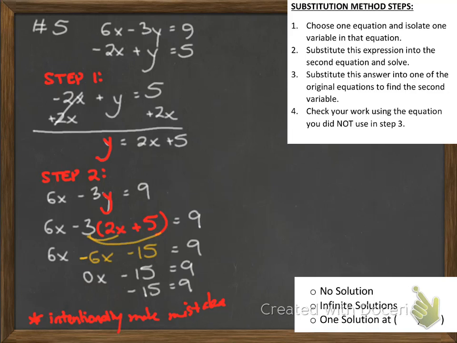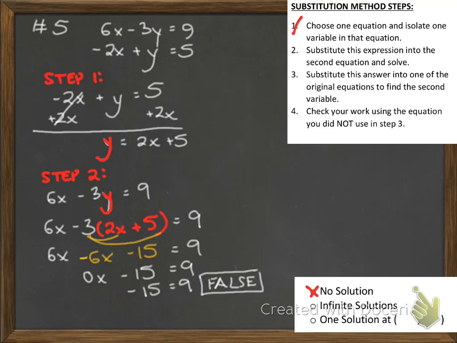Okay, so what do we do with a statement like negative 15 equals 9? Is this true or is this false? Well, this is false, right? There are no values of x and y that can possibly make this true. So there's no way to make this true, so that means there is no solution.